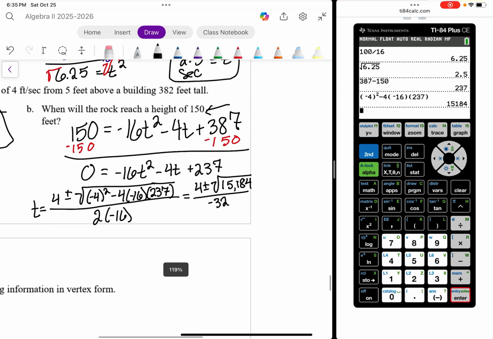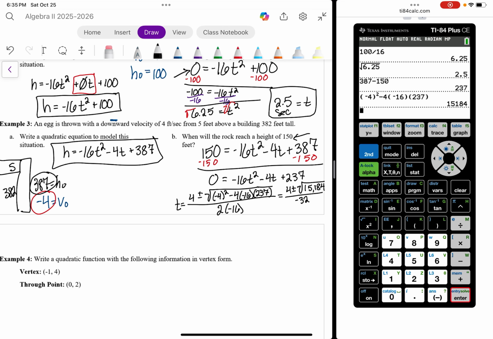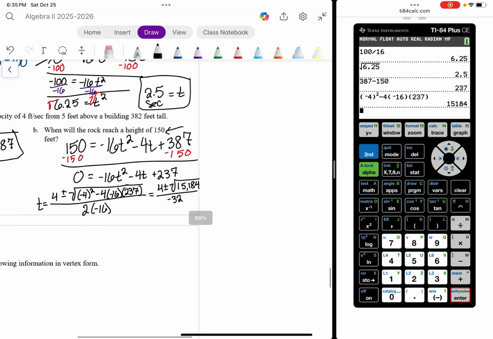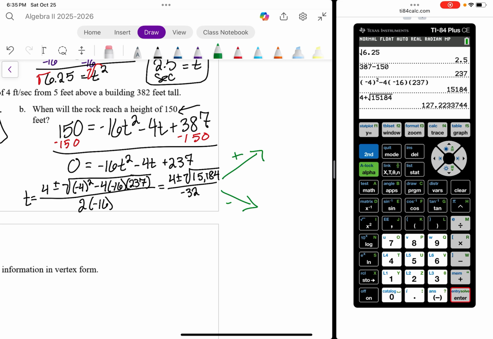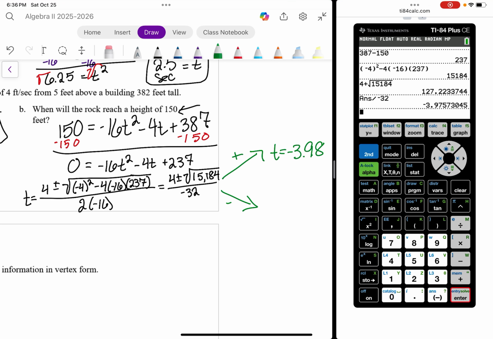Now, when you type this into your calculator, you are going to type it in once where you add the square root and once where you subtract the square root. So let's do the adding first. We'll do 4 plus the square root of 15,184 and then hit enter. And that number is going to be divided by negative 32. So that gives us t equals negative 3.98. Okay, and that's a negative number. We don't want negative numbers for time.